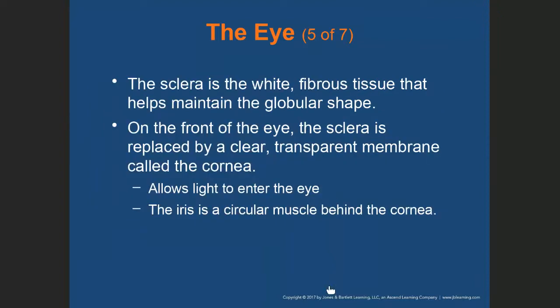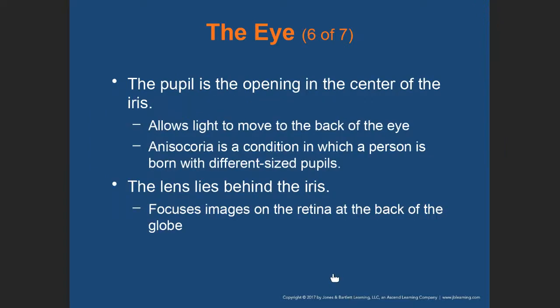The sclera is a white fibrous tissue that helps maintain the globular shape of the eye. On the front of the eye, the sclera is replaced by a clear, transparent membrane known as the cornea, and the cornea allows light to enter the eye. The iris is a circular muscle behind the cornea. The pupil is the opening in the center of the iris that allows light to move to the back of the eye. Anisocoria is a condition in which a person is born with different sized pupils.